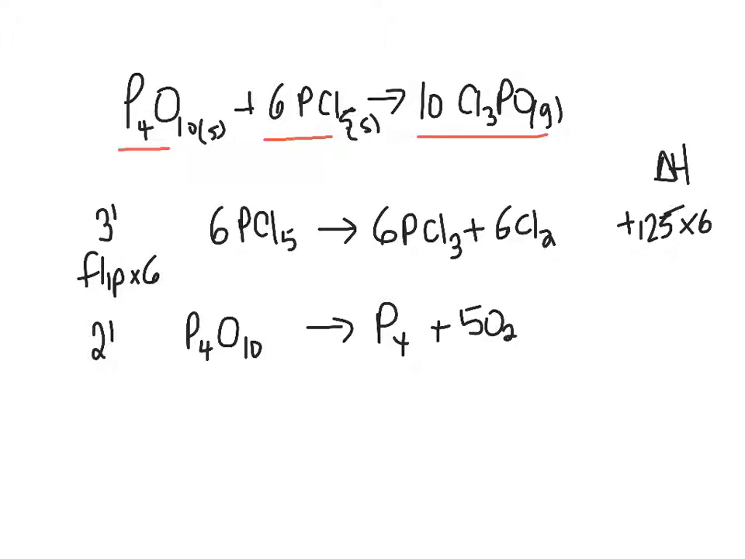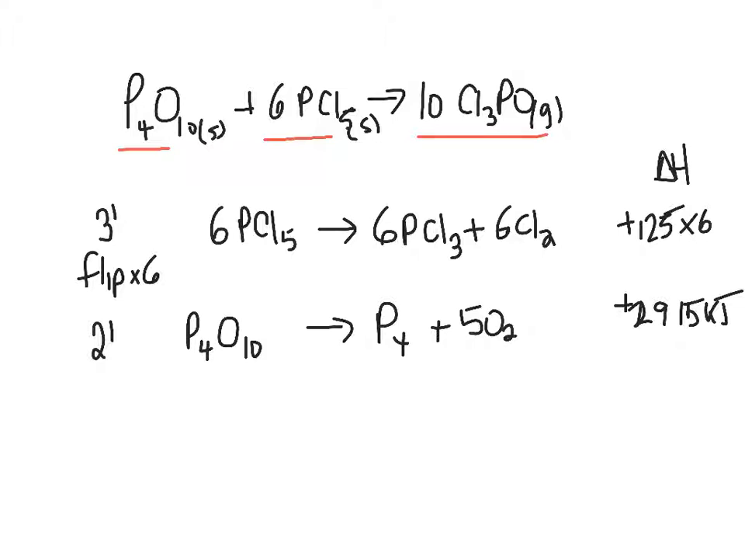P4O10. Our delta H just got reversed, so it's plus 2,915 kilojoules. All right. Anything else? We've used equations 2 and 3. We have to use equations 1 and 4 still. Otherwise, they wouldn't give them to us.